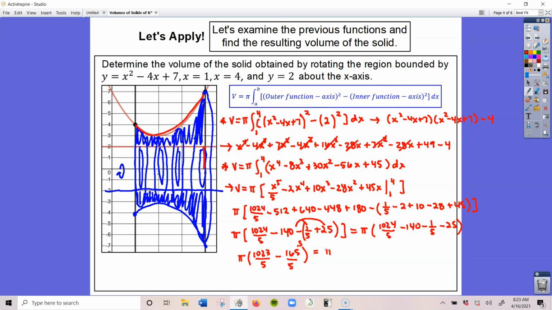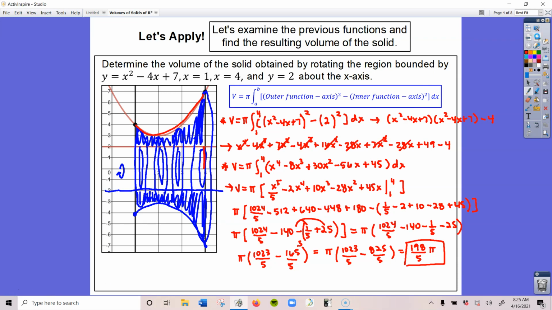So I'm going to multiply the numerator by 5. And I get pi times 1023 over 5 minus 825 over 5. Which when I subtract, I end up with 198 over 5. And can't forget the pi. And this cannot be simplified, so we would leave our answer just like that.